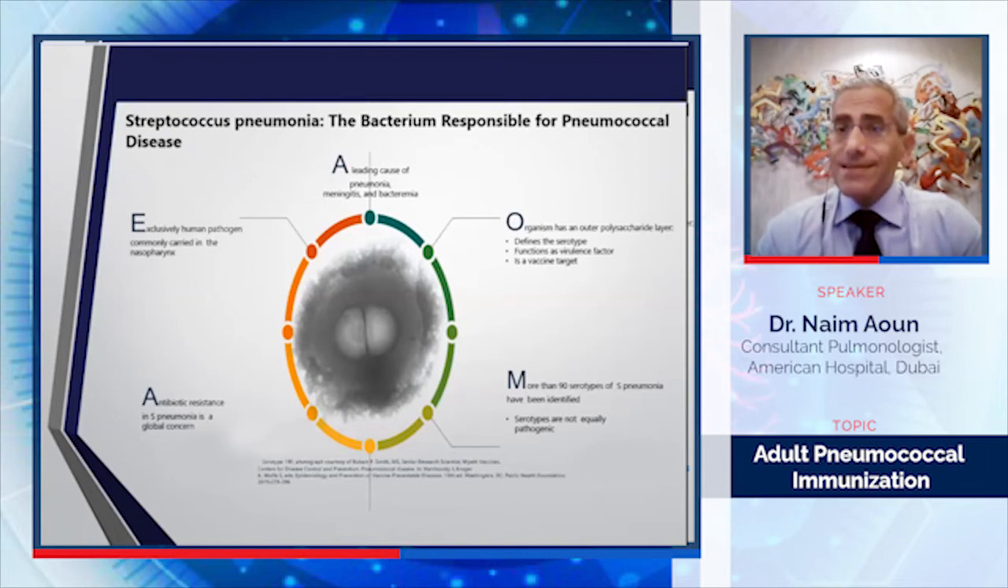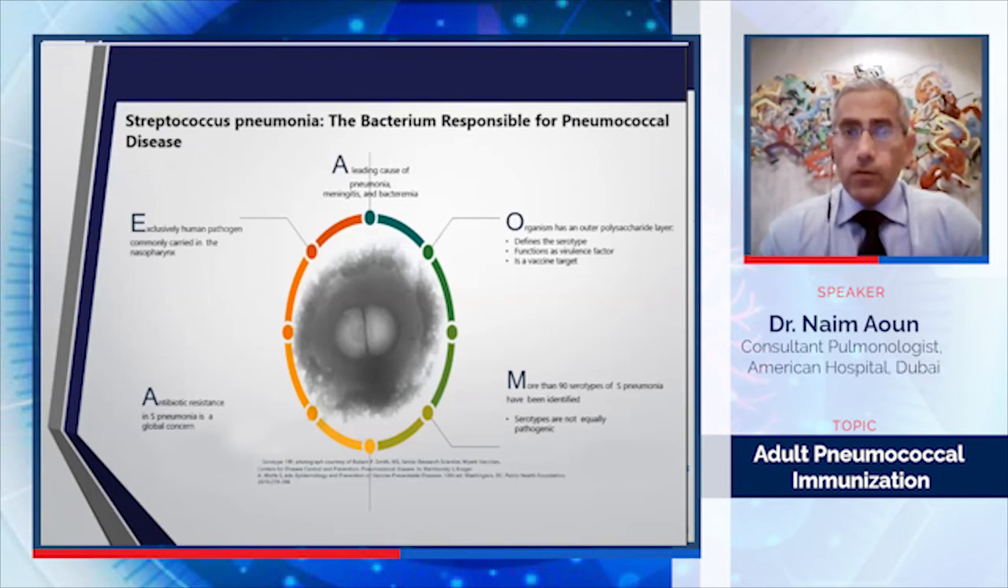We have more than 90 serotypes of Streptococcus pneumonia, which have been identified. They are not all equally pathogenic. Some of them are more pathogenic than others, and that's why the vaccinations we're going to be talking about target some serotypes versus the others. Antibiotic resistance in Streptococcus pneumonia has been a growing concern worldwide. And interestingly, it's an exclusively human pathogen, commonly carried in the nasopharynx. So it's a disease of humans and we don't share it with any other species or animals.